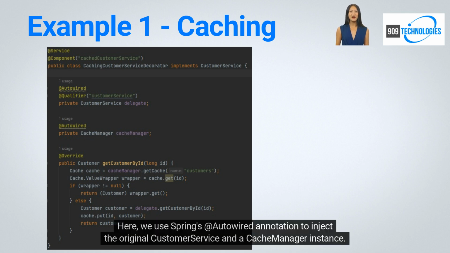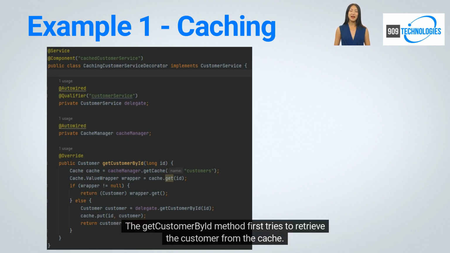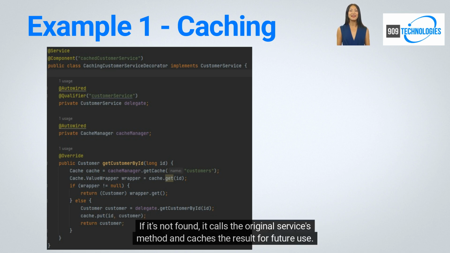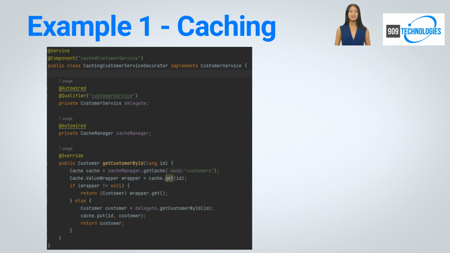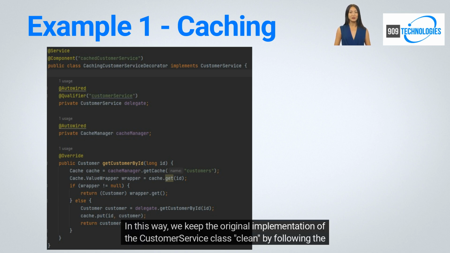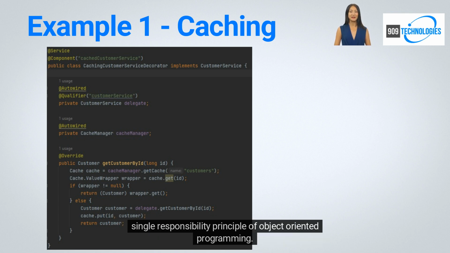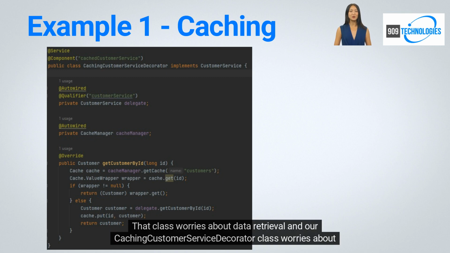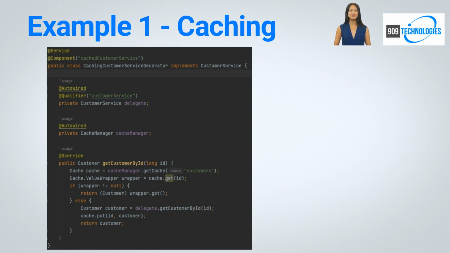Now, let's look at some code. Here we use Spring's auto-wired annotation to inject the original customer service and a cache manager instance. The getCustomerById method first tries to retrieve the customer from the cache. If it's not found, it calls the original service's method and caches the result for future use. In this way, we keep the original implementation of the customer service class clean by following the single responsibility principle of object-oriented programming. That class worries about data retrieval and our caching customer service decorator class worries about caching.